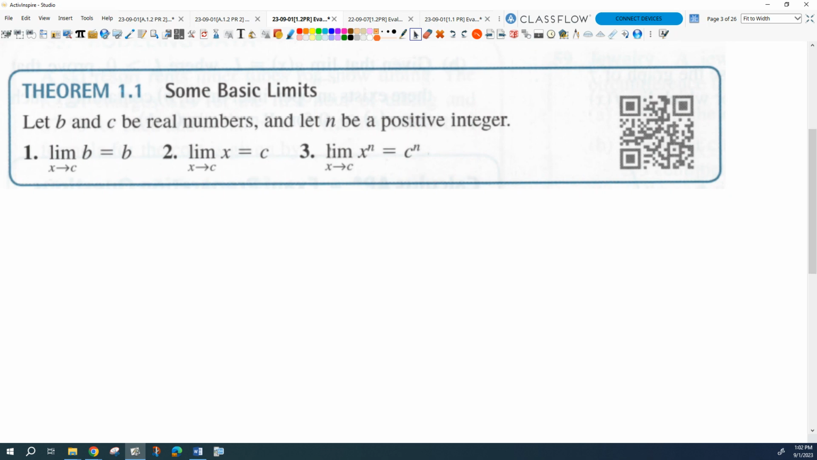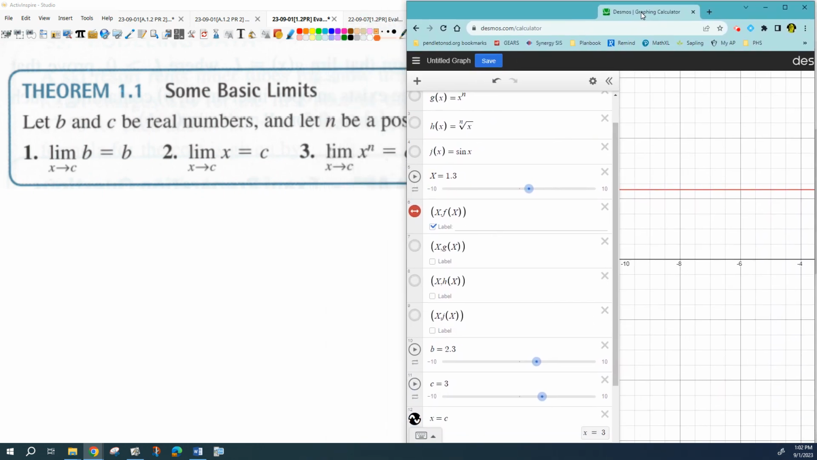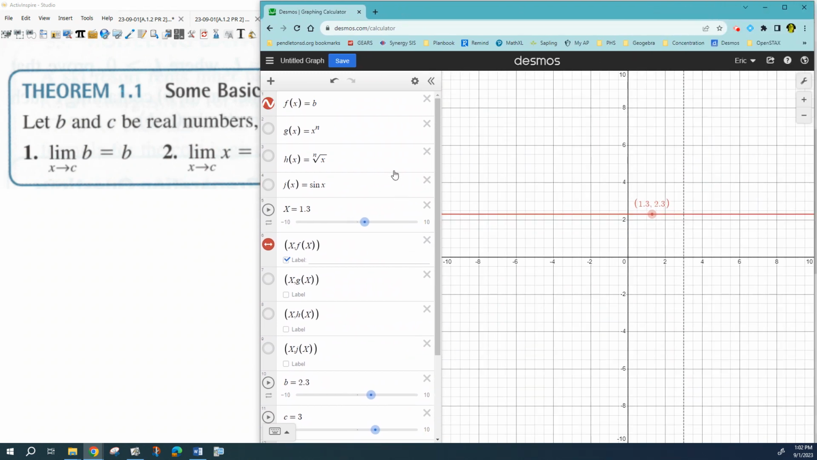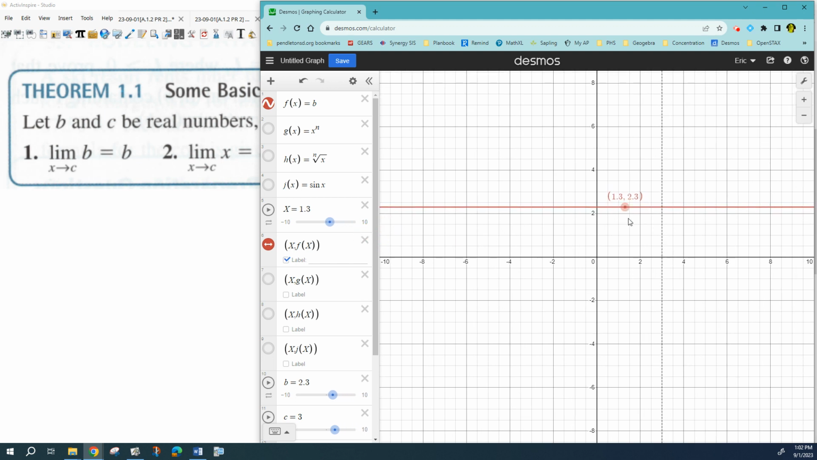So what about these? These are some basic limits that you need to be familiar with, but they're really obvious. If we take the function f of x equals b, like in this first example, the limit of f of x, when f of x is b, as x approaches c, is what? Well, what does the function f of x equals the constant b look like? Looks like that, doesn't it?